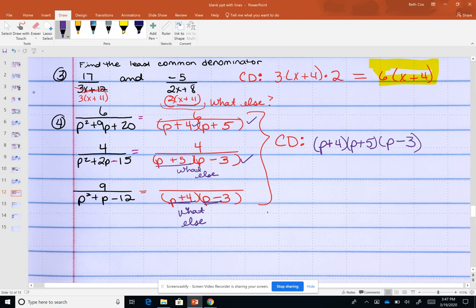I've got that one and I've got that one, so I don't need anything else. So technically, this is my common denominator. We don't need to multiply it together, thank goodness. But that's for another lesson, for another time. All right, so let's move on.